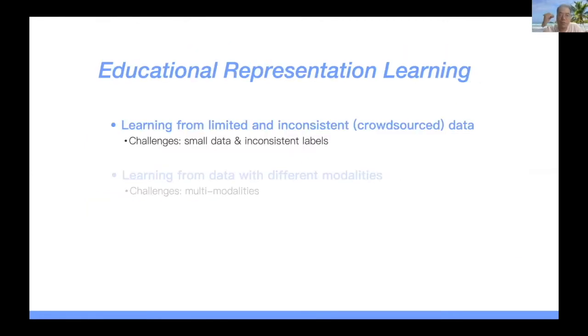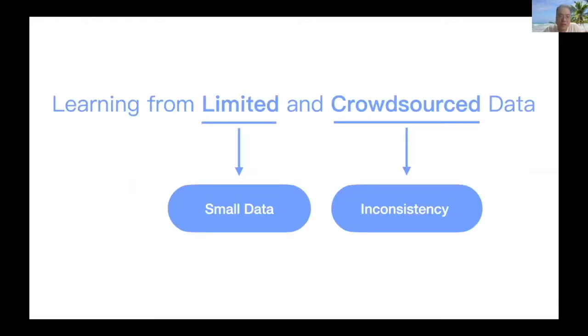Next, I will talk specifically about how to learn from limited and inconsistent data. There are two challenges that prevent us from learning a robust representation. The first challenge is that we have small data. The second one is that we have noise and inconsistencies in our crowdsourced data.